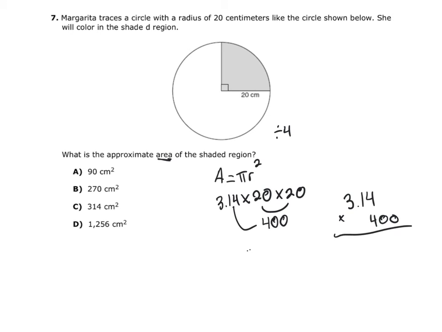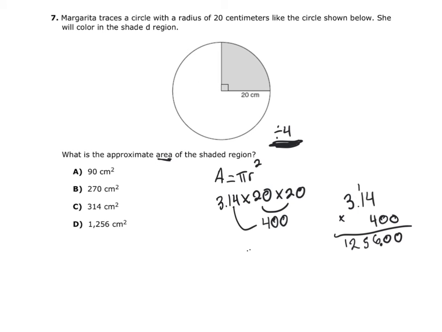When you have zeros at the end of multiplying, you can drop them straight down and continue multiplying like you normally would. 4 times 4 is 16, carry the 1. 4 plus 1 is 5. 4 and 3 is 12. We have 2 decimals. So our answer is 1256. But we have to remember this divide by 4.